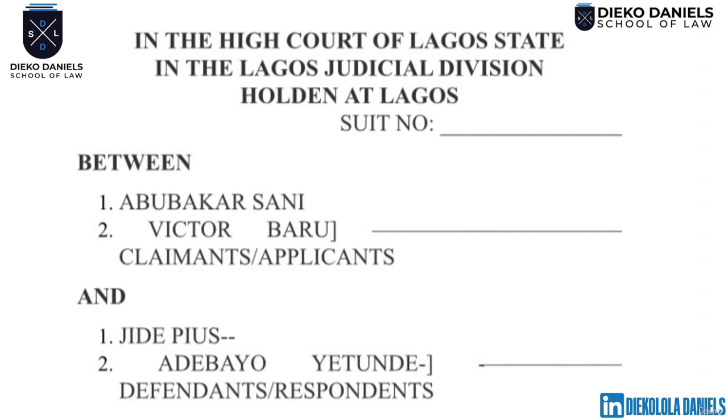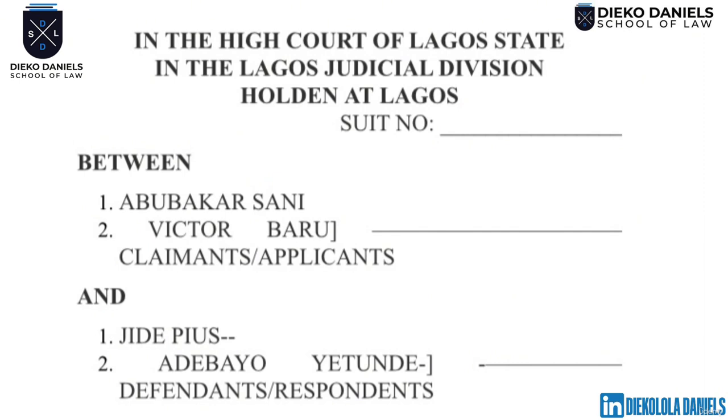In Abuja, we have the High Court of the Federal Capital Territory, Abuja, in the Abuja Judicial Division holding at Abuja. Lagos is in the High Court of Lagos State, in the Lagos Judicial Division holding at Lagos. If you want to know the jurisdiction of the court to bring the matter to, watch my Module 2 on jurisdiction. Then we have the suit number, and then we have between. Now, I want you to see something here. We have two claimants and we have two defendants.